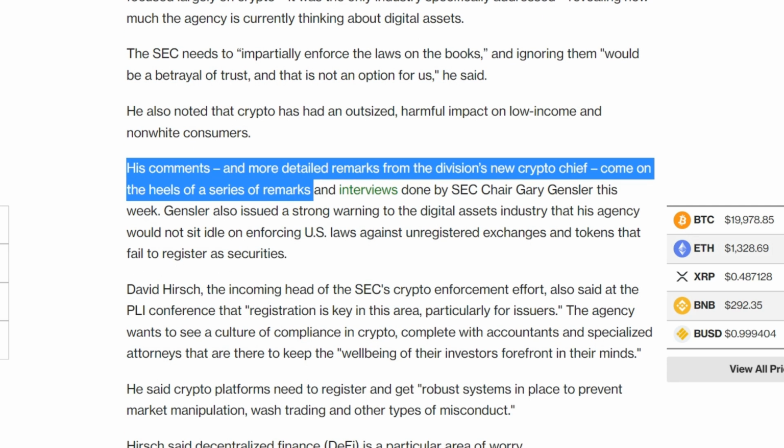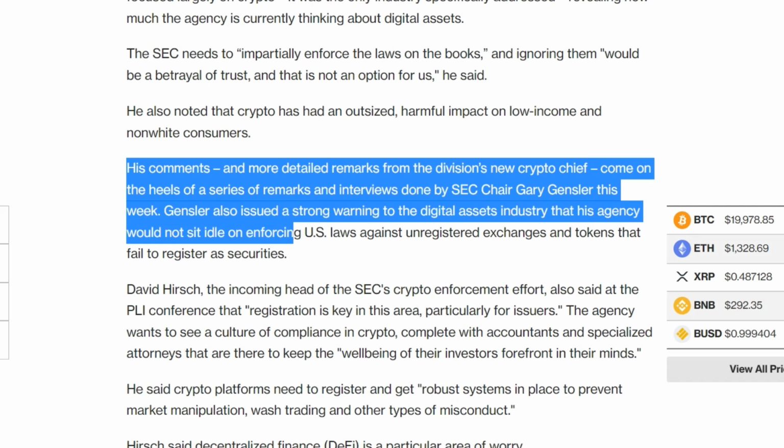To this, the SEC chairman replied that everything is clear in the law. He claims that based on the facts and circumstances, most tokens are securities. At the same time, he added that when a group of entrepreneurs collects money from the population and they all expect to profit from it, they need to disclose it.